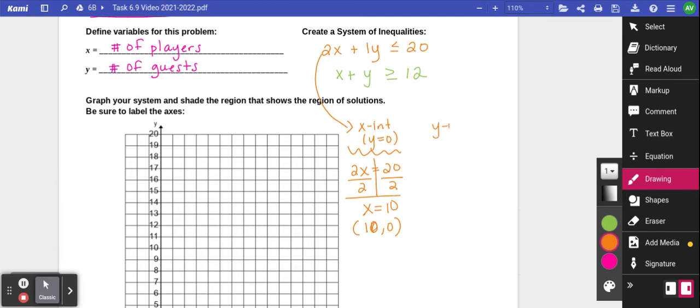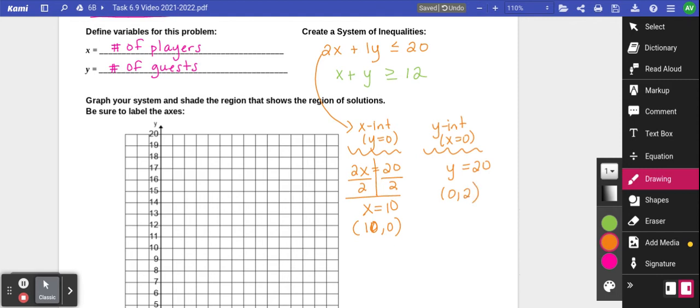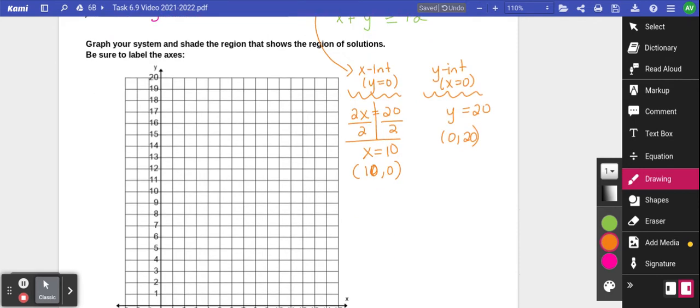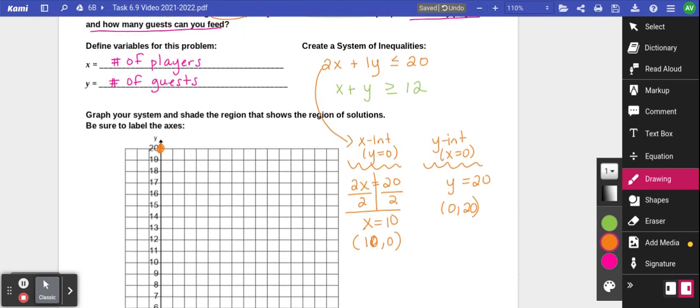My y-intercept, which is the place where x is 0, I'm going to solve that equation, which is 1y equals 20. Well, since 1y is the same thing as just y, I can already kind of know the answer. Y is 20, so (0, 20). If I go ahead and add those to the graph, (10, 0) is right here, and (0, 20) is right here.